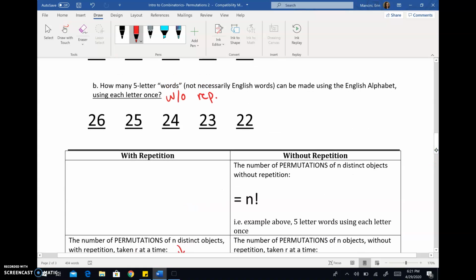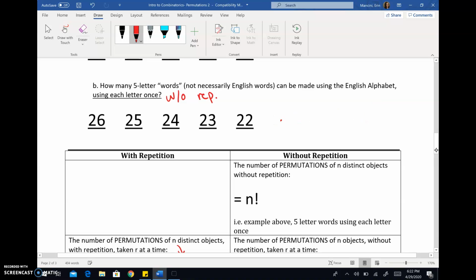Now you'll notice that we're doing 26 times 25 times 24 times 23 times 22 and then stopping. We're not then doing 21 times 20 times all the way to 1. If you did it all the way to 1, that would be n factorial. n factorial by definition would go 26, multiplying, decreasing by 1 each time, all the way to 1. But that's not what we have here.